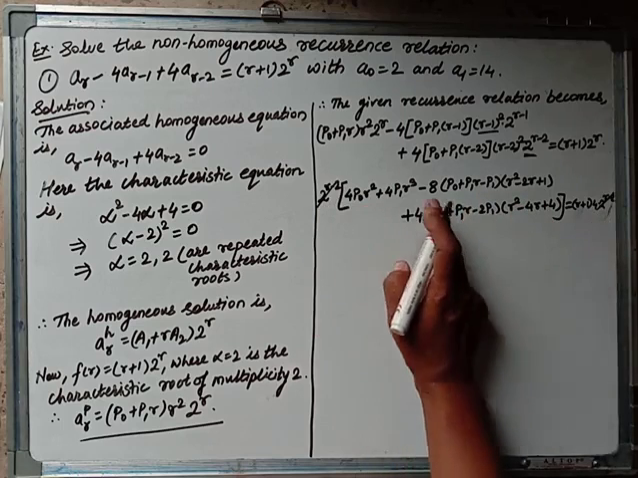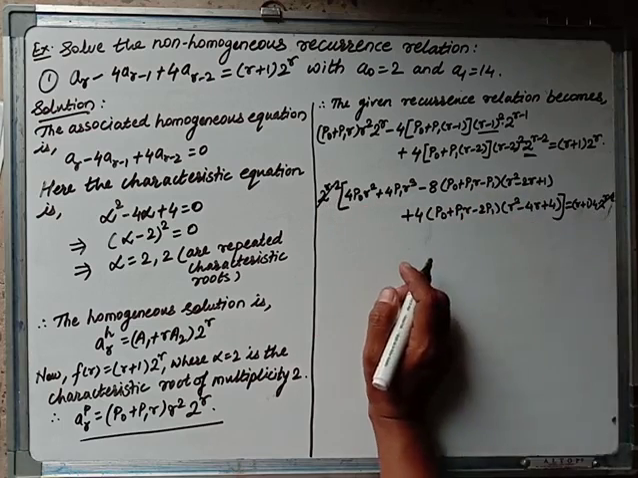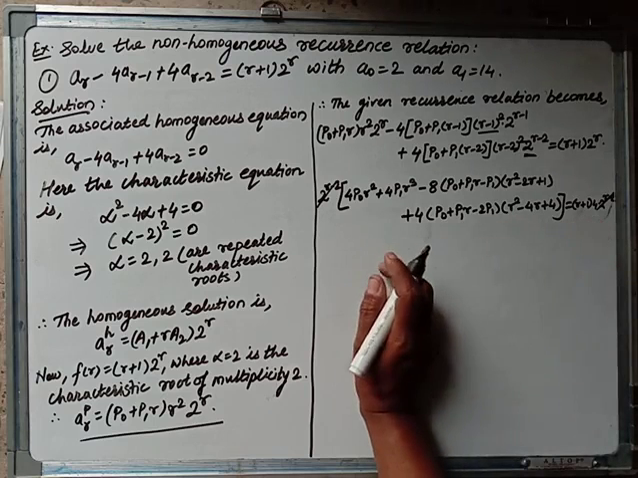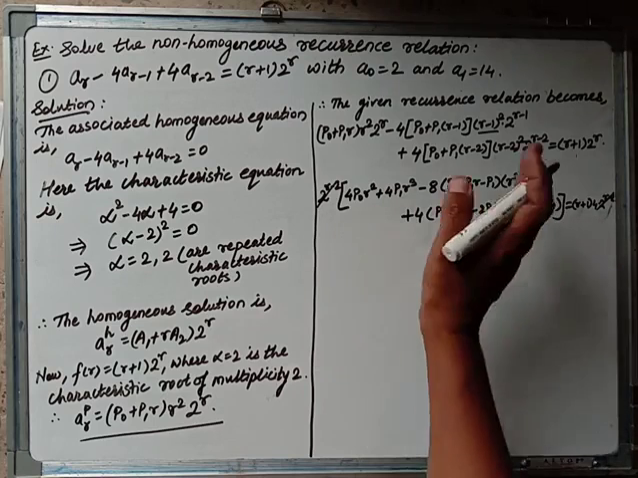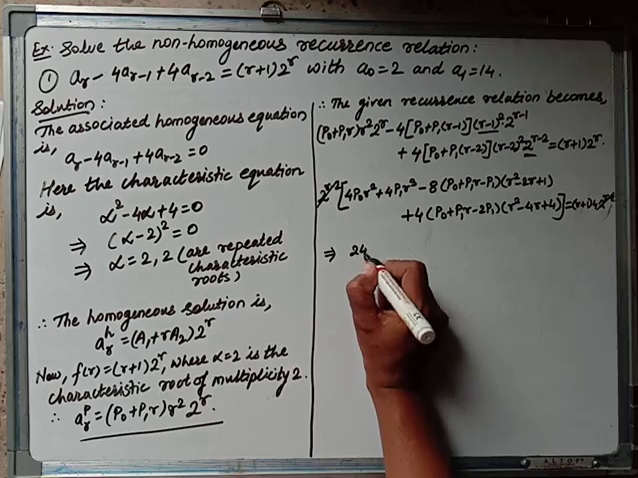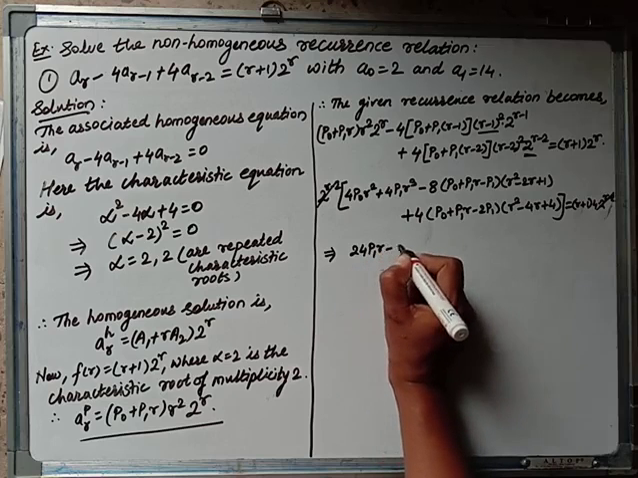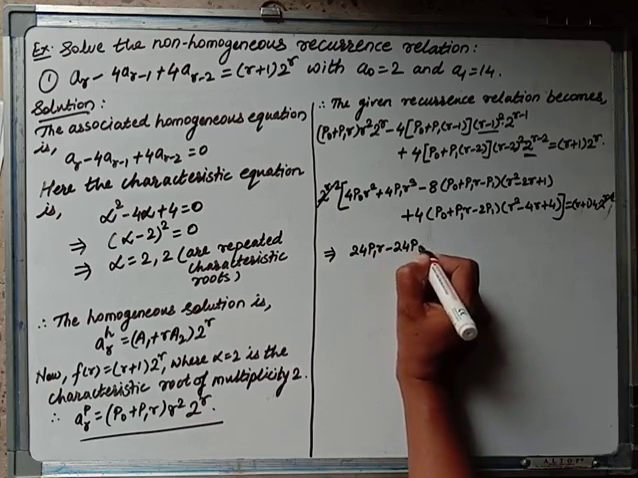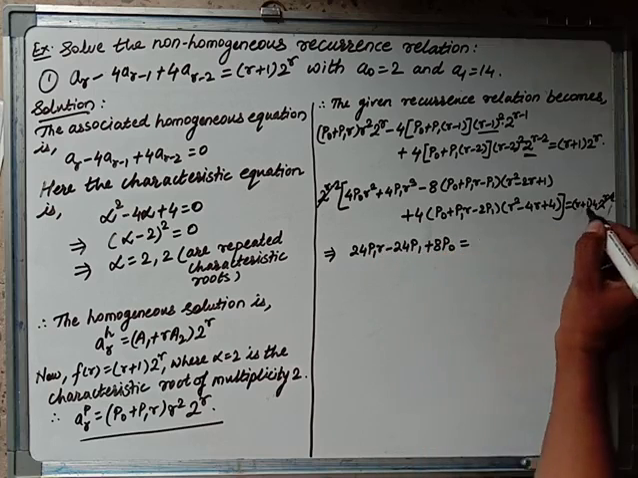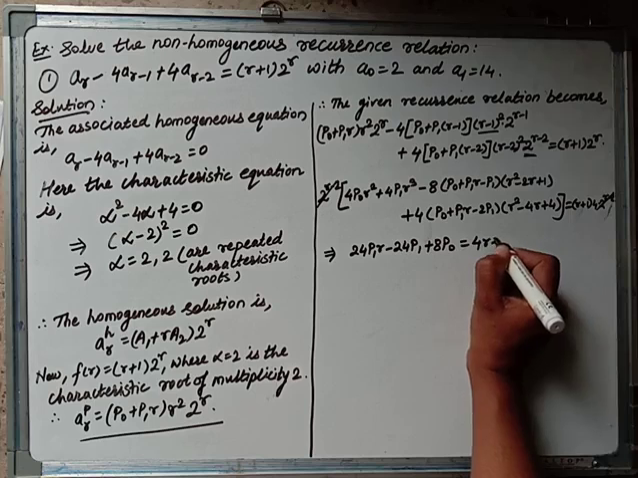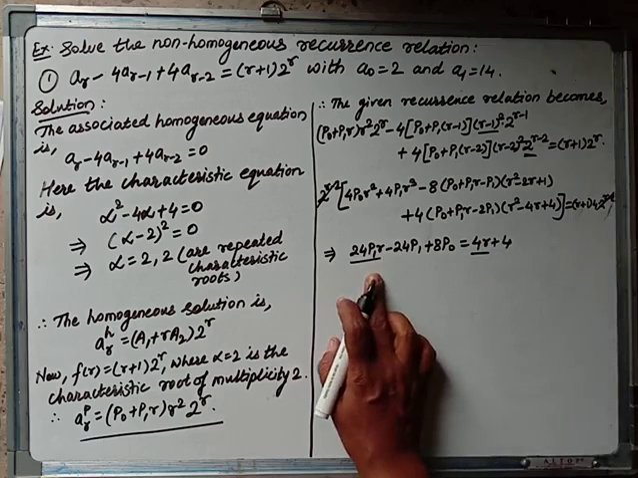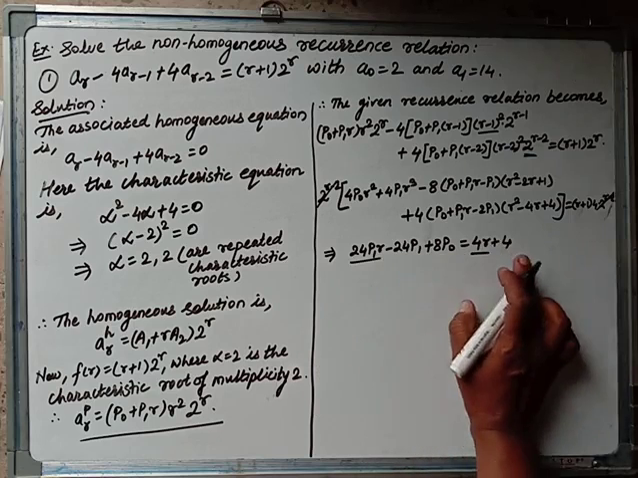While simplifying all these things, the right hand side will be 4 into R plus 1. When you simplify all those things, you will get 24P1R minus 24P1 plus 8P0 equal to 4R plus 4. So now compare the coefficient of R with R and the constant with constant.